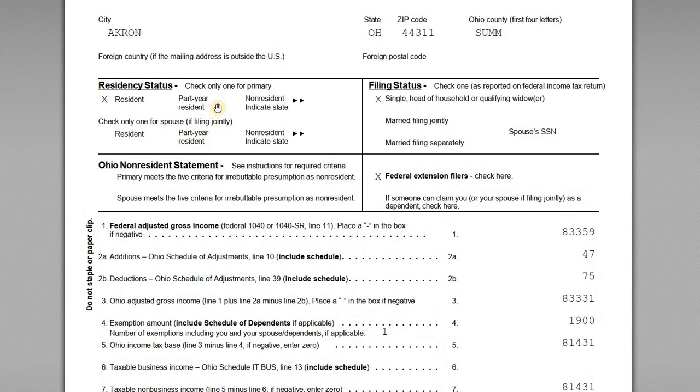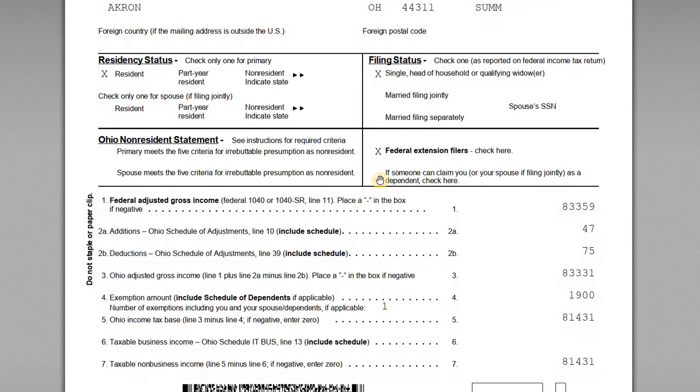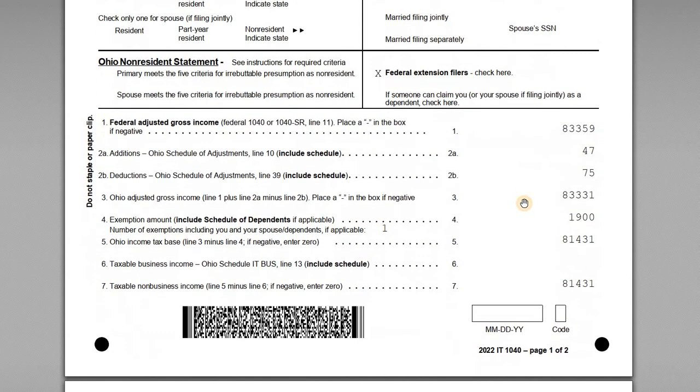So residency status here, he is a full year resident. As I noted earlier, if you're a part year or non-resident, you still use the IT-1040. You just have to complete the form a bit differently. But he is a full year resident, single filing taxpayer. And he extended his federal return, and so you get an extension with your Ohio as well. And you just have to mark here to indicate that you did file an extension for your federal tax return.